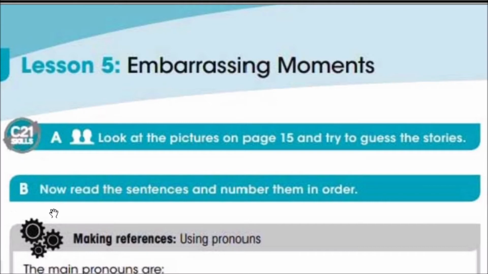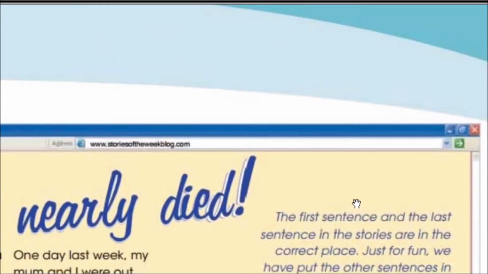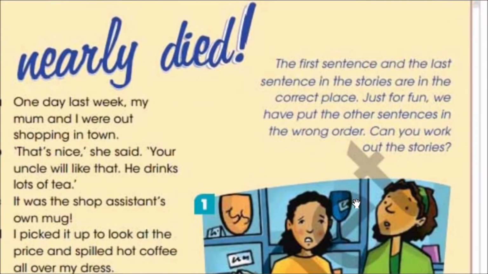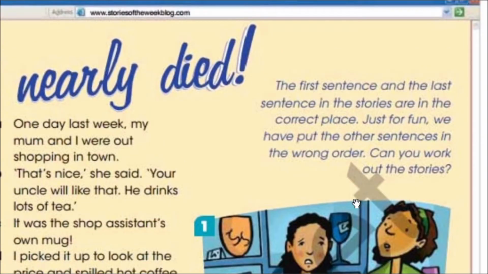Question B. Now read the sentences and number them in order. Let's look at the sentences, read them, and put them in order. Now before we start, let's read this note. The first sentence and the last sentence in the stories are in the correct place. Just for fun, we have put the other sentences in the wrong order. Can you work out the stories?